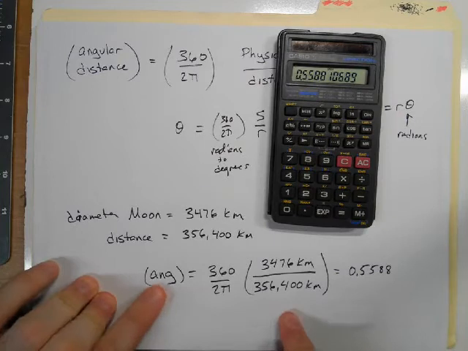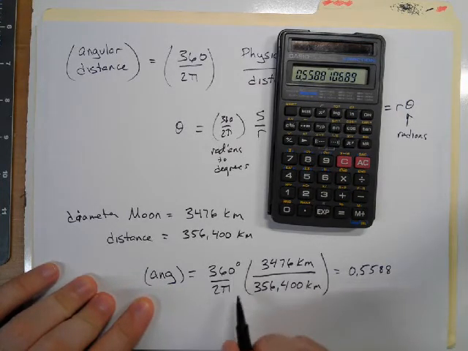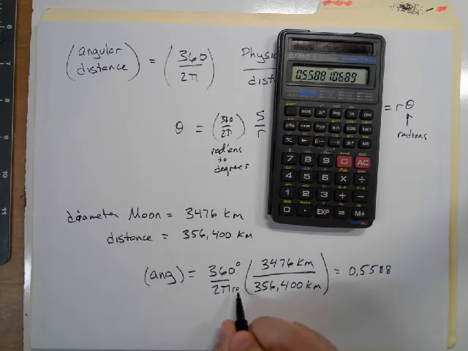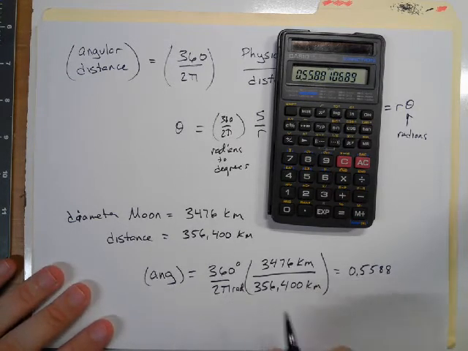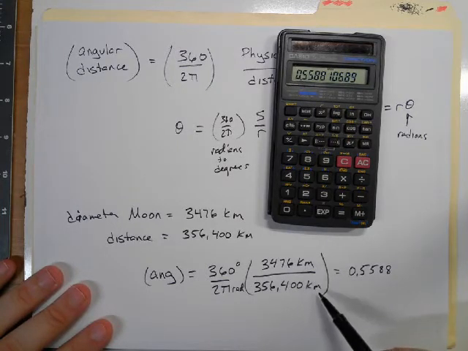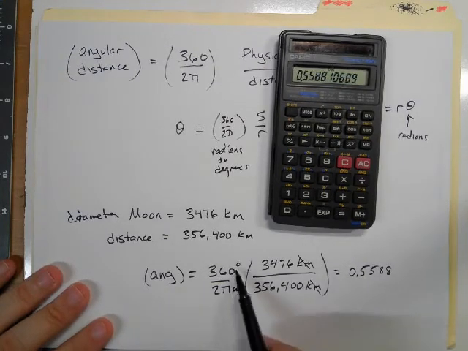Now, since we did a unit conversion here, this is 360 degrees divided by 2 pi radians. A radian is just a division of distances. So this actually cancels all this stuff out. We're left with degrees.